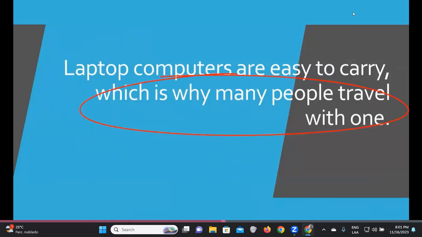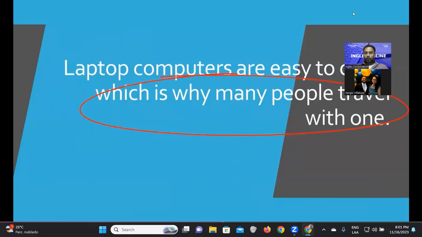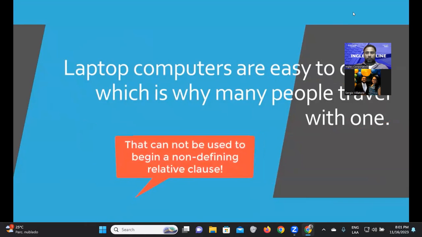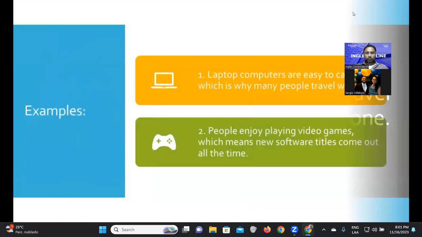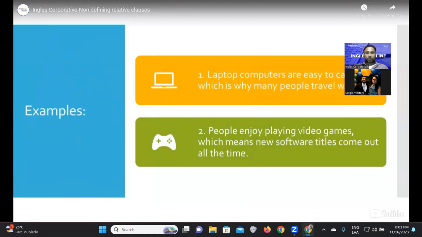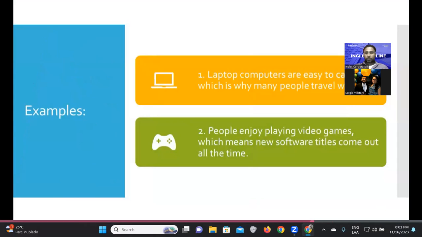Because these clauses are non-defining, they are set off from the main clause by a comma. This type of non-defining relative clause adds information or a comment that applies to the first clause, but it is not essential information. That cannot be used to begin a non-defining relative clause. For example, laptop computers are easy to carry, which is why many people travel with one. People enjoy playing video games, which means new software titles come out all the time.